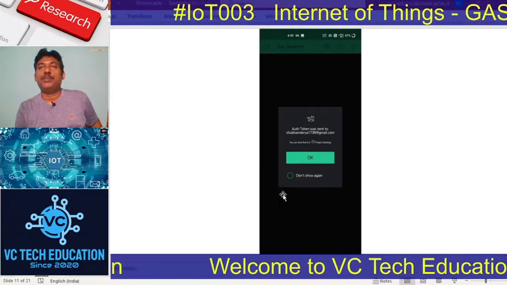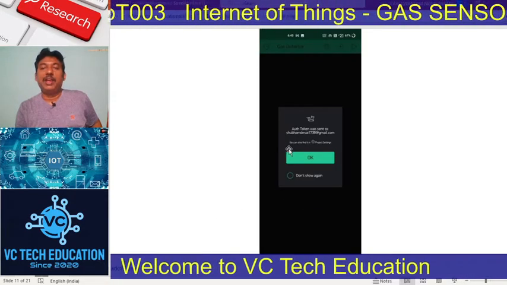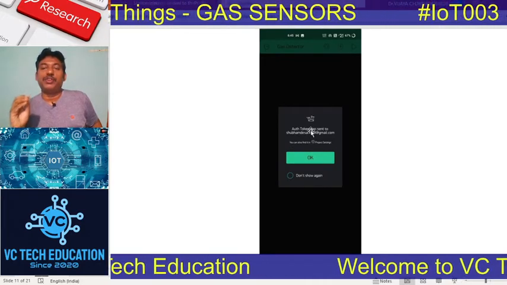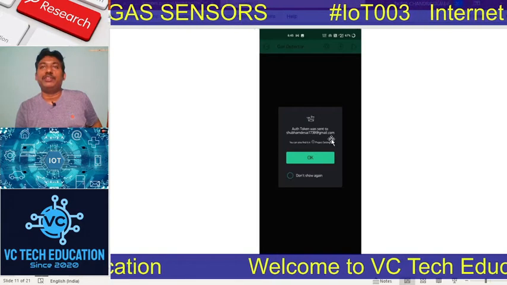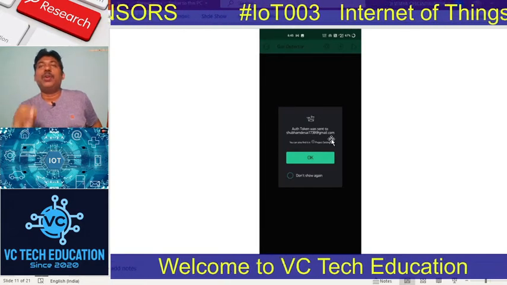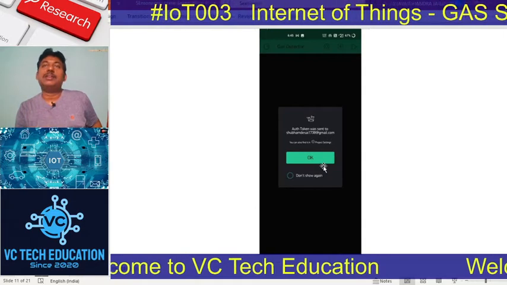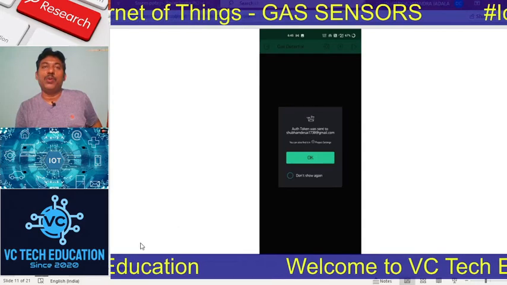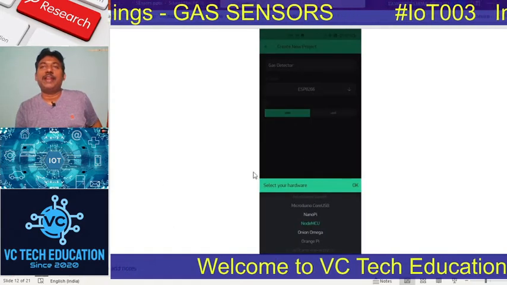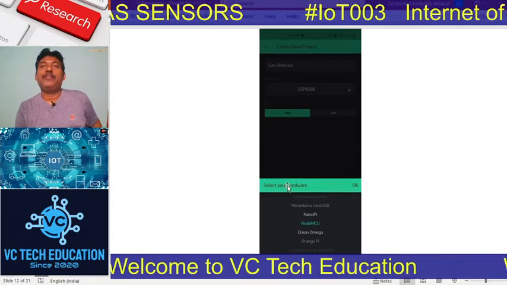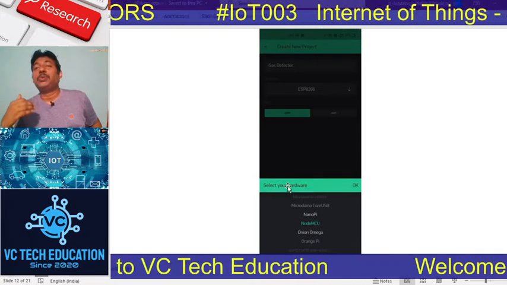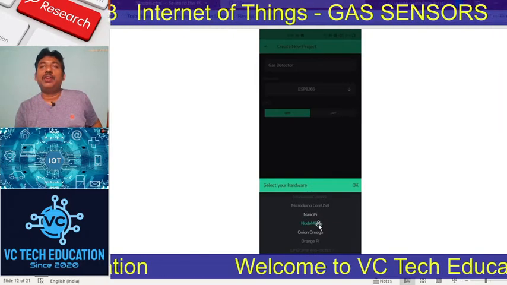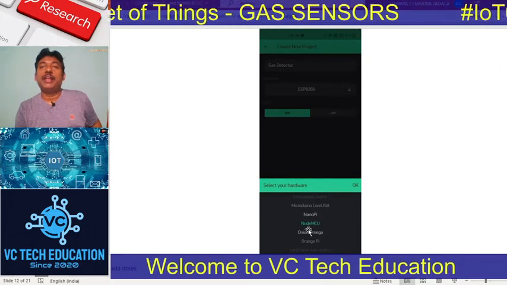Once you select the new project, it will say that the authentication token will be sent to the email which you gave at the time of downloading. Yes, the authentication key should be sent to my email, so I will press OK. After pressing OK, the next step is to select the hardware. The hardware should be connected to the Android app software.